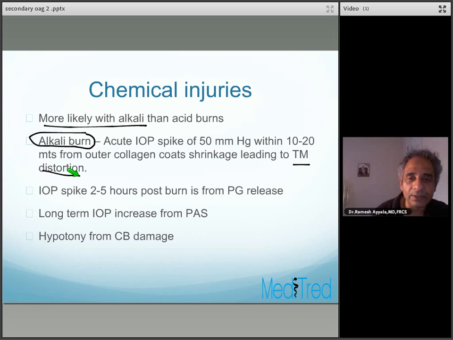And then usually the pressure comes down, and in about 2 to 5 hours, the pressure can go up again. And this is from prostaglandin release into the anterior chamber in response to the chemical injury. Now, the long-term intraocular pressure increase in these patients is from PAS formation, or peripheral anterior synechiae between the iris and the angle structures.